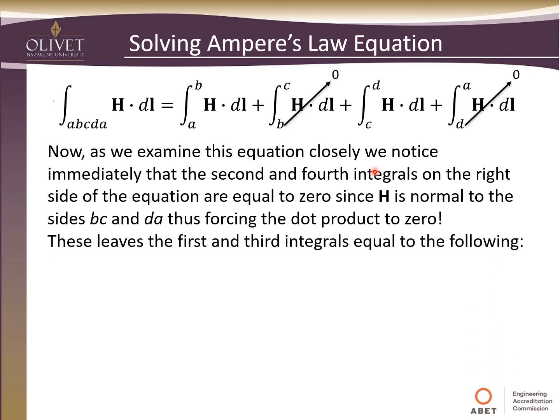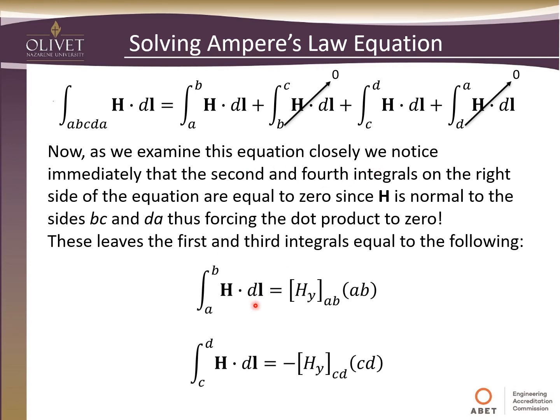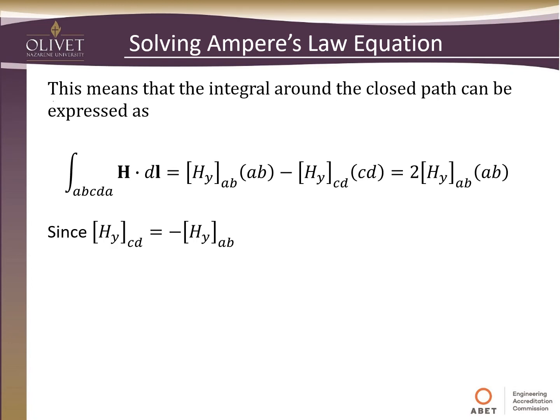This leaves the first and third integrals, and those are simply equal to H_Y, which we know is only in the Y direction, from A to B, times the length AB, and then H_Y in the CD direction times CD. We negate the sign here because it's in the opposite direction. So the integral around the closed path can be expressed here.